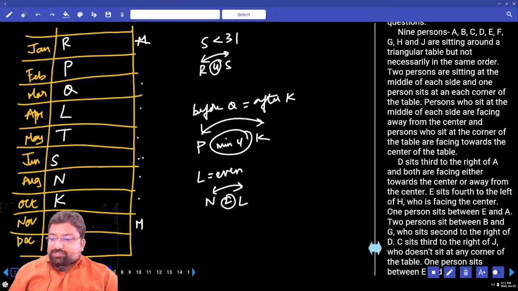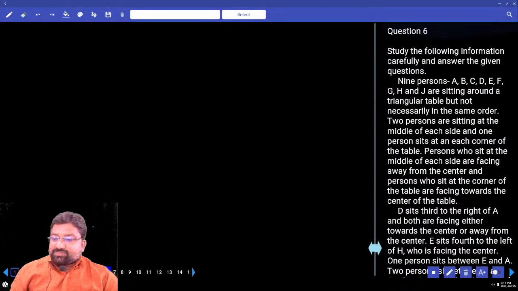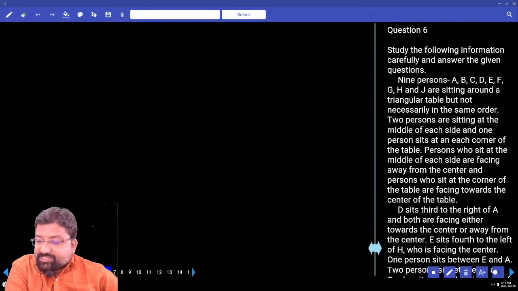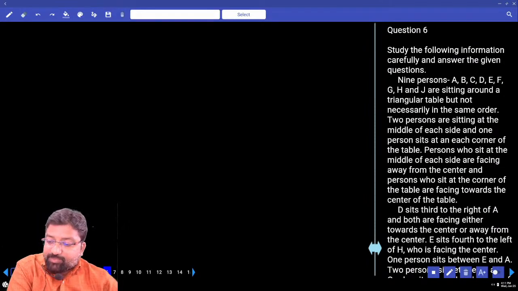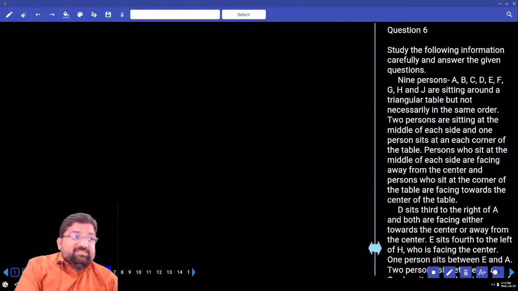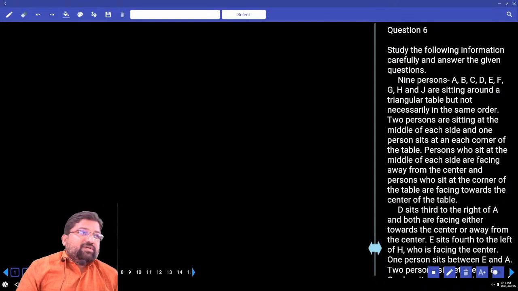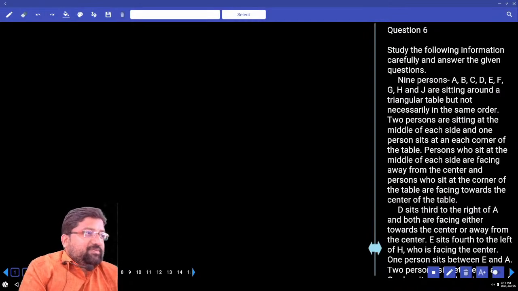Next we'll go from 6 to 10. Please pay attention to this question here. What is this question? Nine persons A, B, C, D, E, F, G, H are sitting around a triangular table, but not necessarily in the same order. Two persons are sitting at the middle of each of the sides and one person is sitting at each corner of the table. So nine persons are sitting on a triangular table. Clearly it says two persons in the middle of the sides and one in the corner. Three sides, each side will have two, that's 6. Three corners, 9. Is that right?